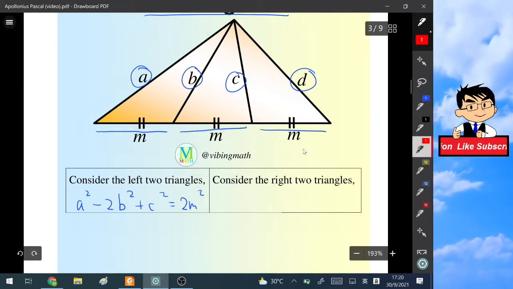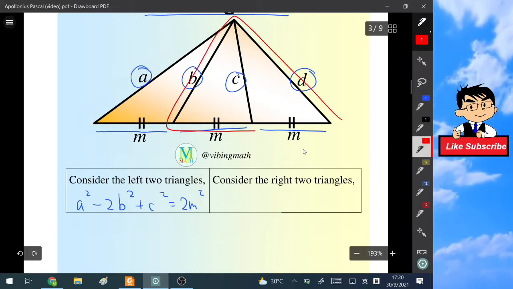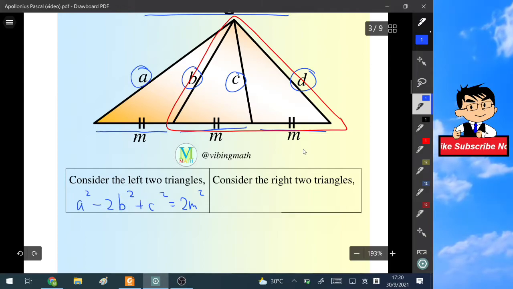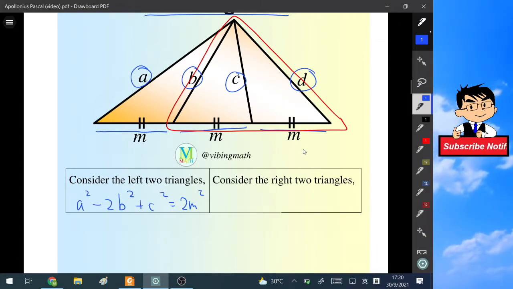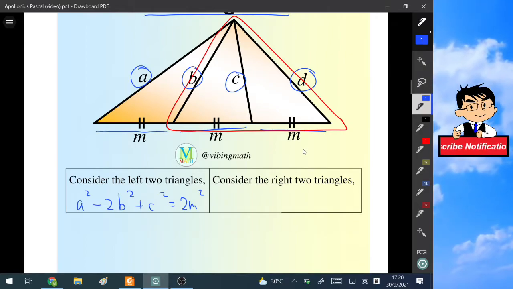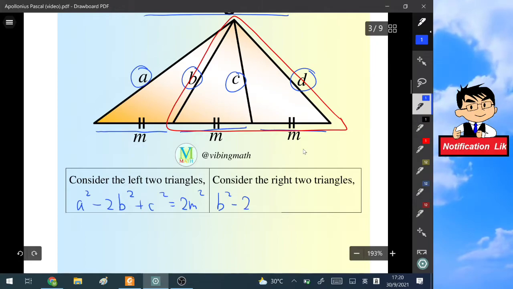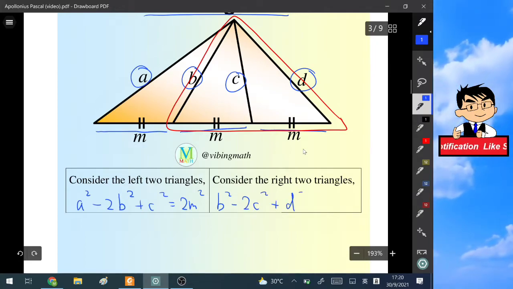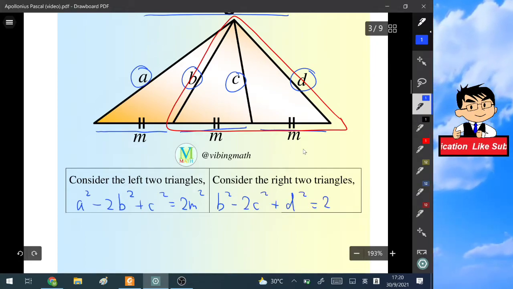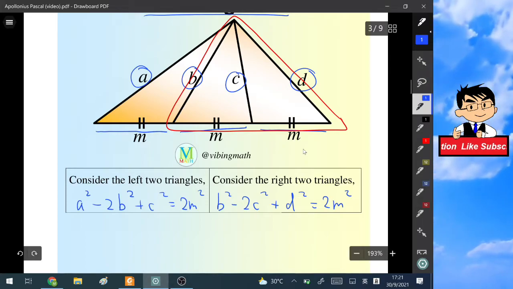And then we can consider the two right triangles, and express the similar relationship like b square minus 2c square plus d square equals 2m square, like this.